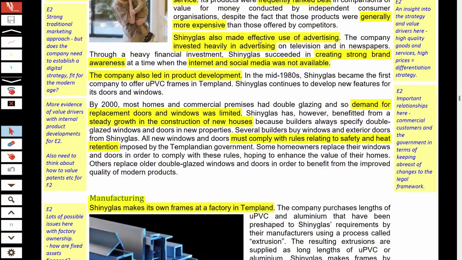Now, they've made good use of advertising over this growth period. And again, it reminds us that's advertising through television and newspapers, heavy financial investment.